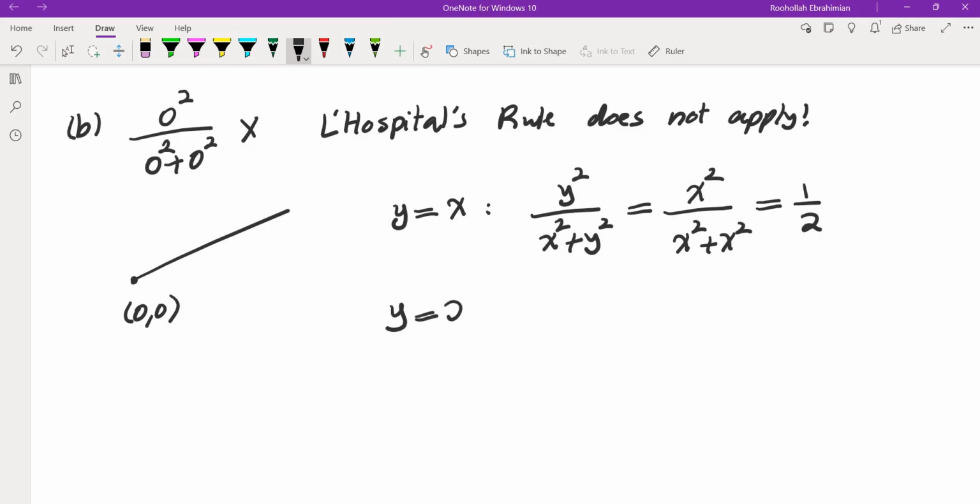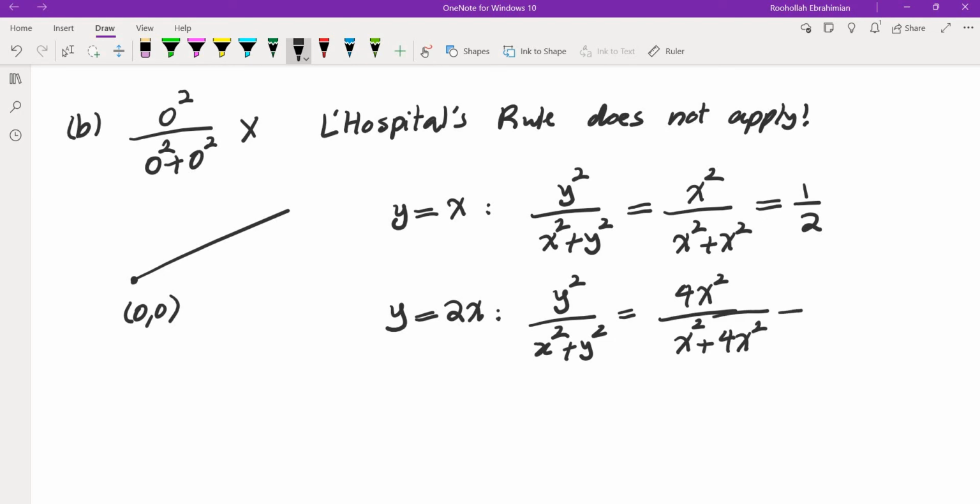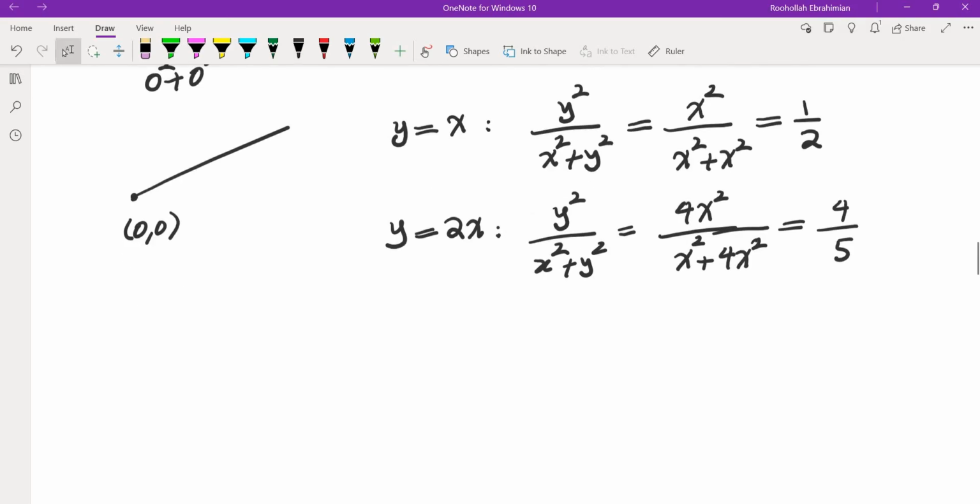Now what about if I approach the origin along the line y equals 2x? Let's plug it in to see what we get. y squared over x squared plus y squared becomes 4x squared over x squared plus 4x squared. Simplifying this, we get 4 over 5. Now, along y equals x, we get 1/2. Along y equals 2x, we get a different number. So what does that mean? Well, we got two different values. That means the limit does not exist.